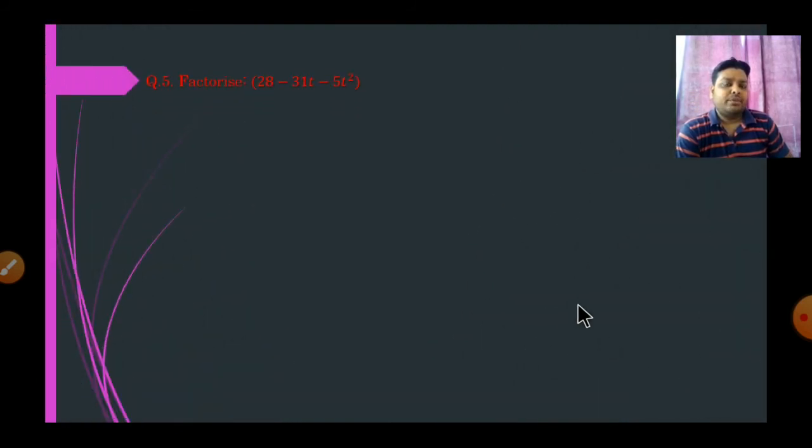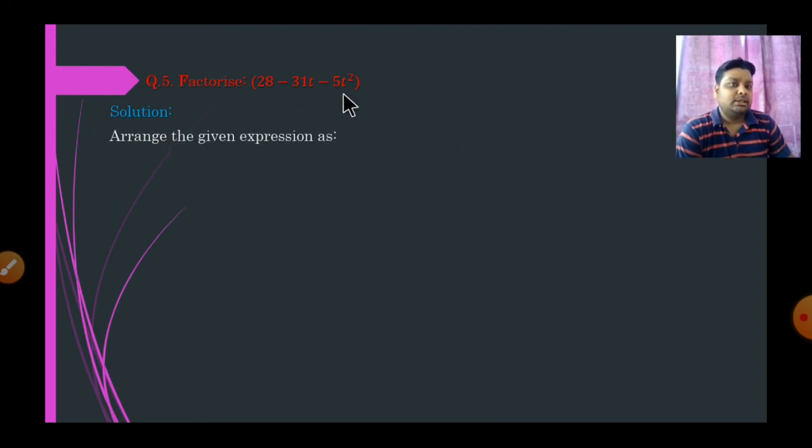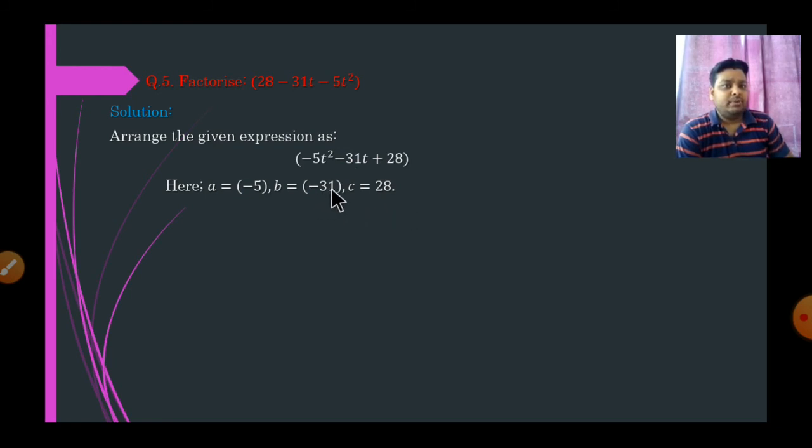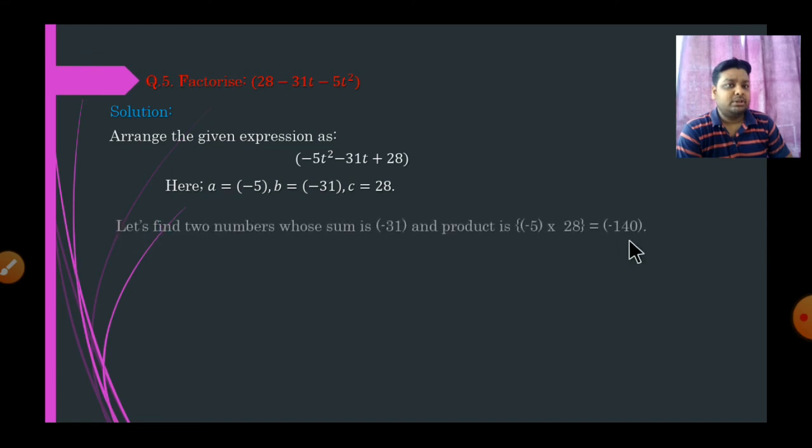Now we have to factorize this expression. It is the last question, dear. At first we will arrange it, because you can see it is not arranged in descending order of exponent. Now, the value of a is minus 5, b is minus 31 and c is 28. So we have to find two numbers whose sum will be minus 31 and whose product will be minus 5 into 28, which is equal to minus 140.